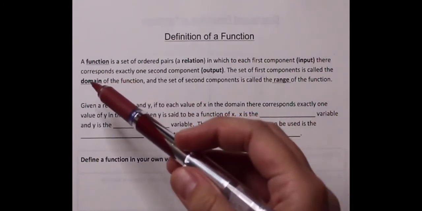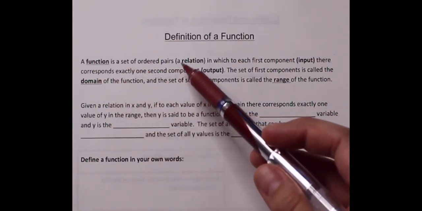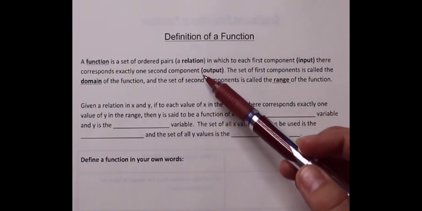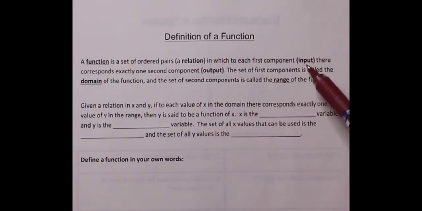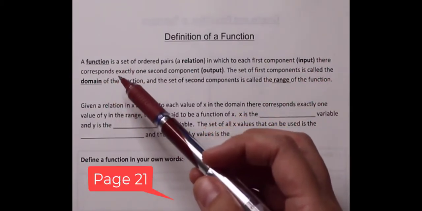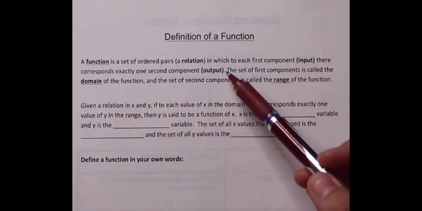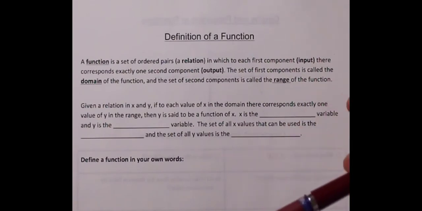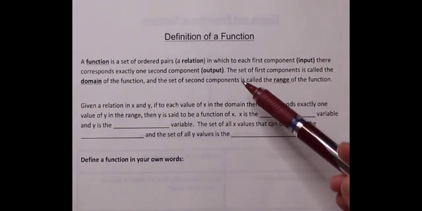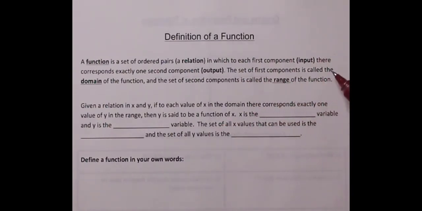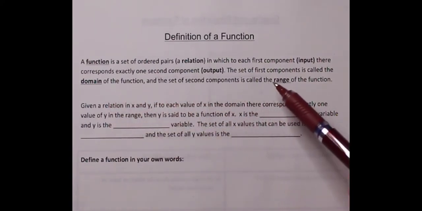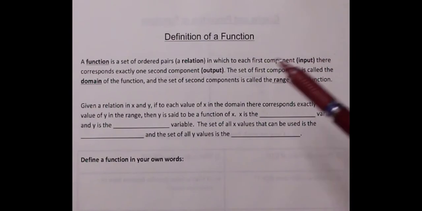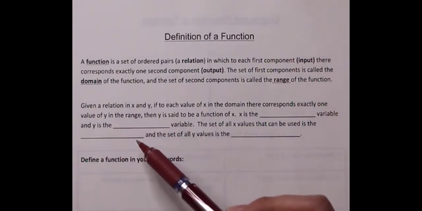A function is just a set of ordered pairs, or a relation, in which each first component, which is called the input, there has to correspond exactly one second component, or an output. So when you put something into the function, one thing comes out. The set of first components is called the domain of the function, and the set of second components is called the range of the function. So let's fill in some blanks in this statement below.